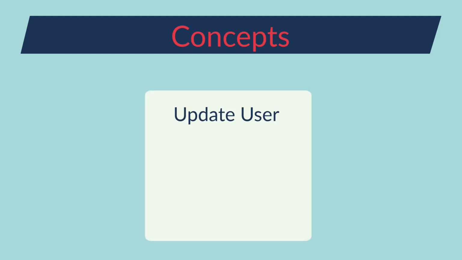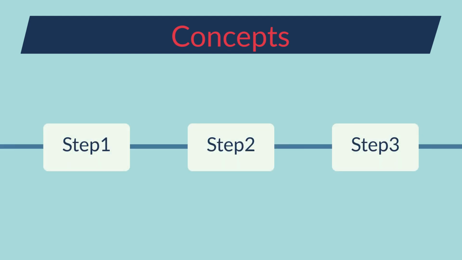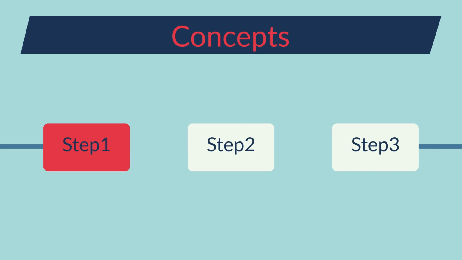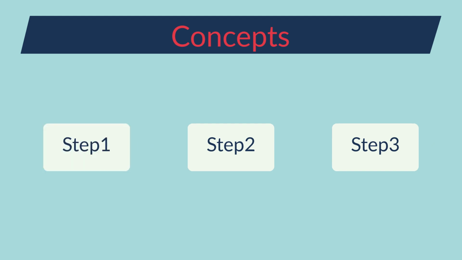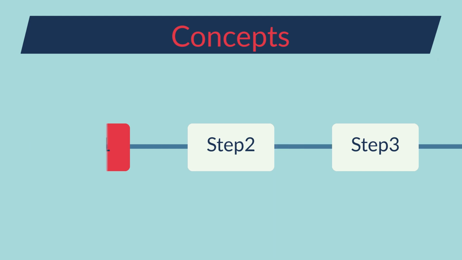I may have a job which updates the user information, and the steps can be: import the new users from a file, update some users' activity, and delete the old accounts. I can chain all the steps in a linear way. If the first one fails, the rest won't run. Or I can have independent steps. If the first one fails, the second one continues.